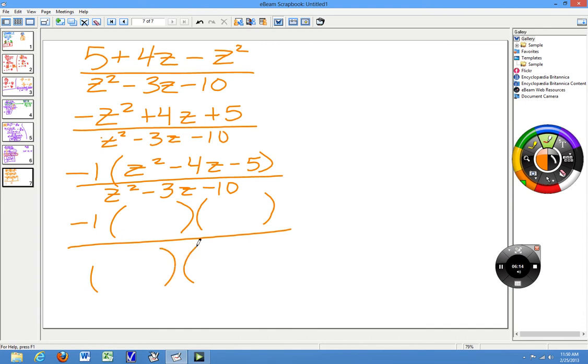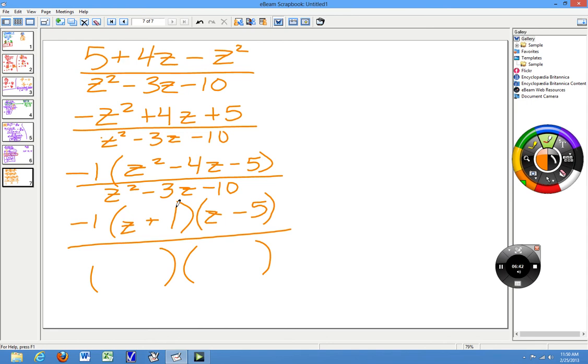Negative 1 and 5. So you're going to have z plus 5 times z minus 1. Okay, well then that's going to give me a positive 4. So we want the negative on the 5 and the positive on the 1. And they're going to add to make a negative 4, so that works.